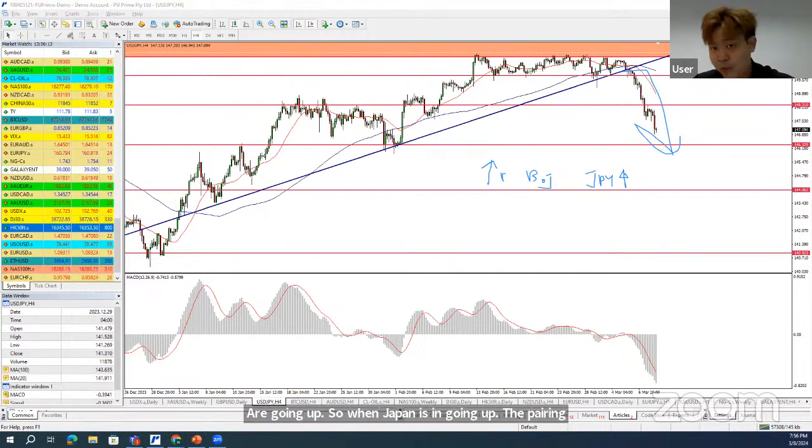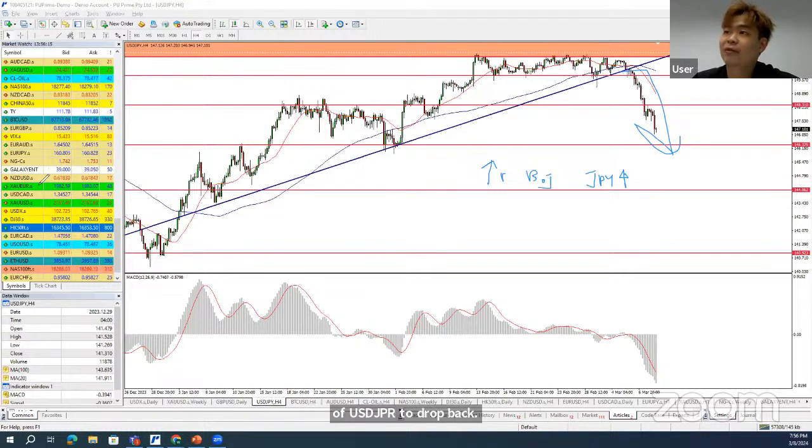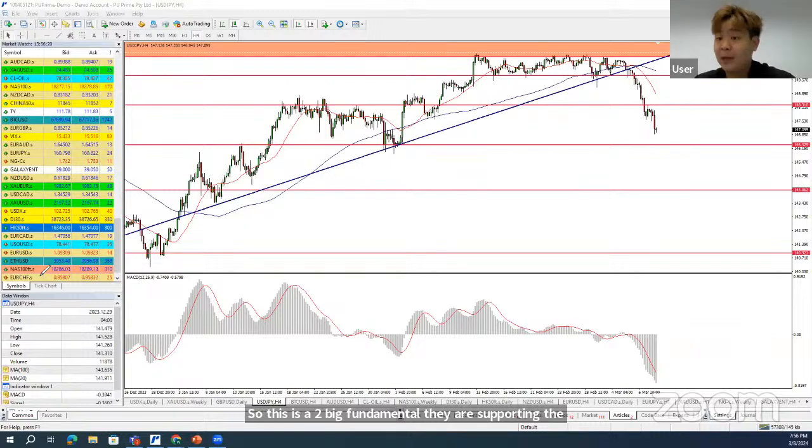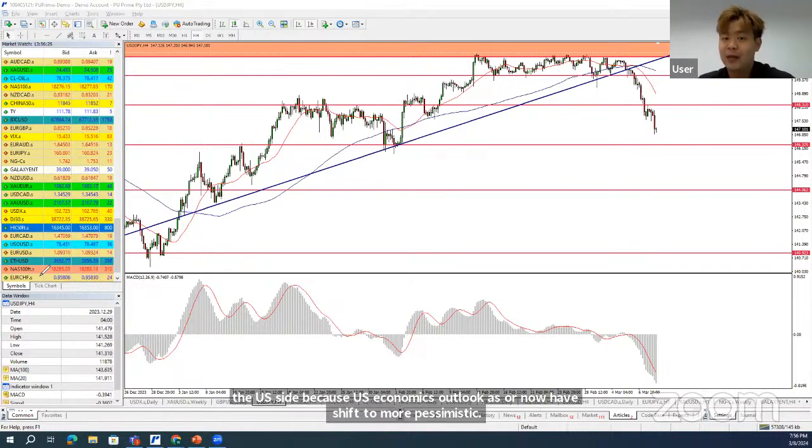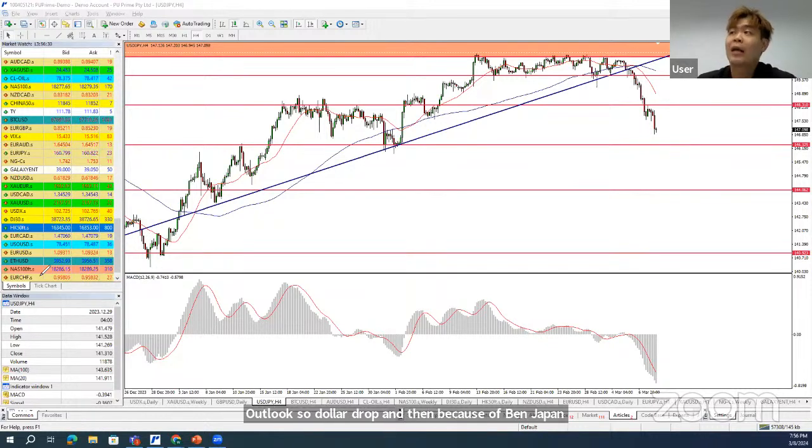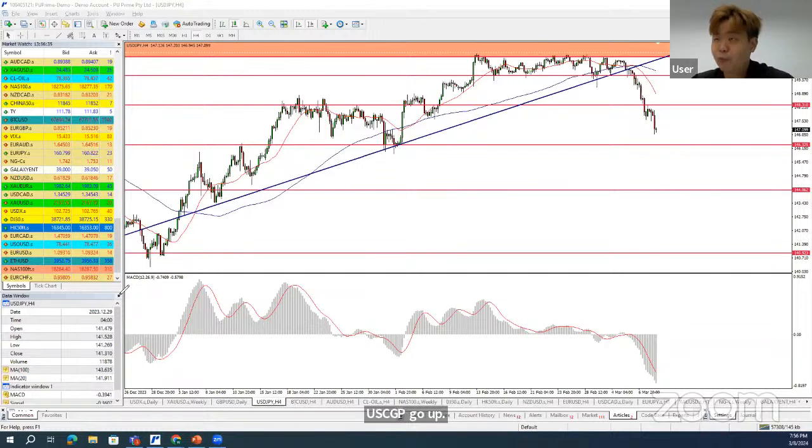So these are the two big fundamentals supporting the trend for USD/JPY as for now. First is from the US side, because the US economic outlook has shifted to a more pessimistic outlook, so the dollar drops. Then, because the Bank of Japan wants to increase interest rates, the JPY goes up, which leads to a drop in USD/JPY. So this is one of the hottest trades of the day this week. Just a small fundamental update for you guys.